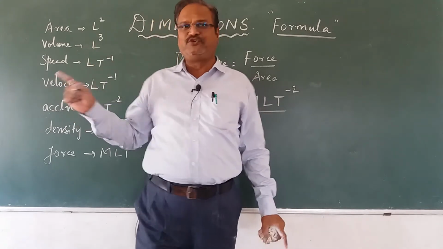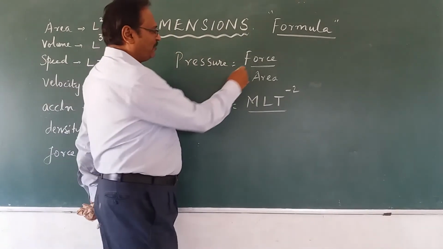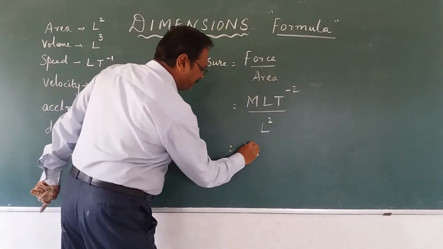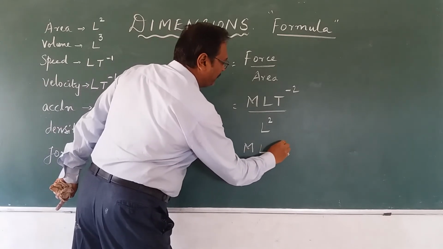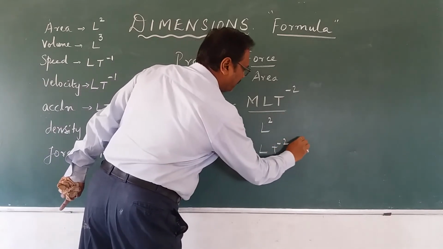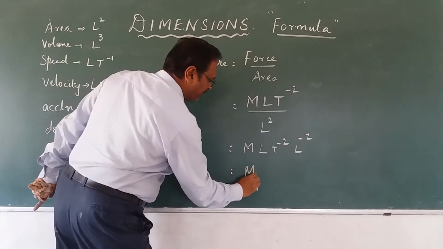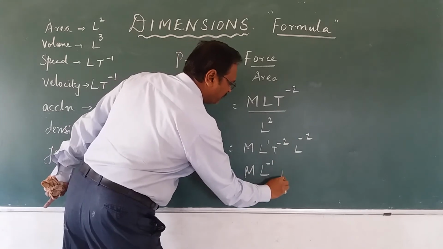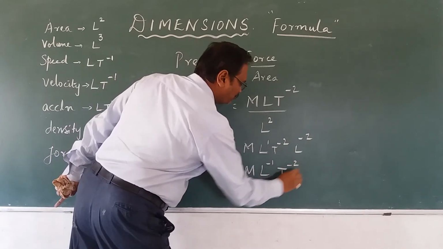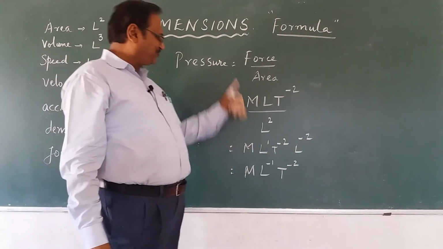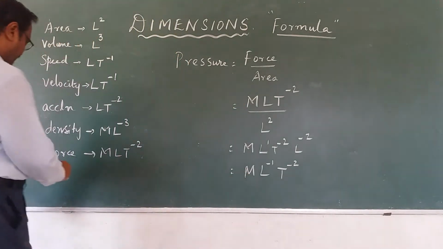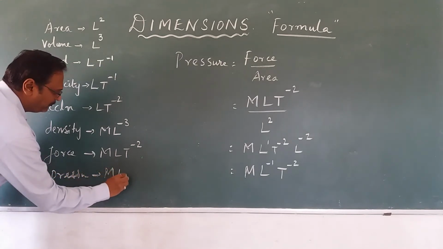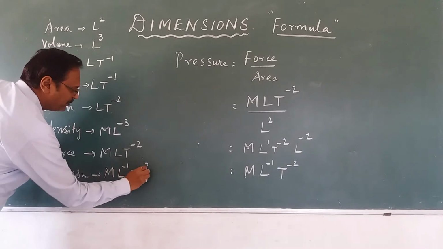Now area is L power 2, fine. So what you do is M L t power minus 2, L power 2 goes up as L power minus 2, that is equal to M L power 1 minus 2, that is L power minus 1, and t power minus 2. So what is the quantity you see? Pressure is equal to M L power minus 1 t power minus 2.